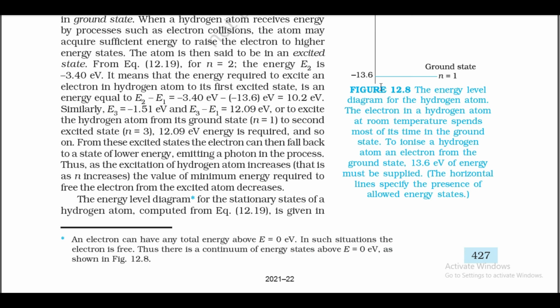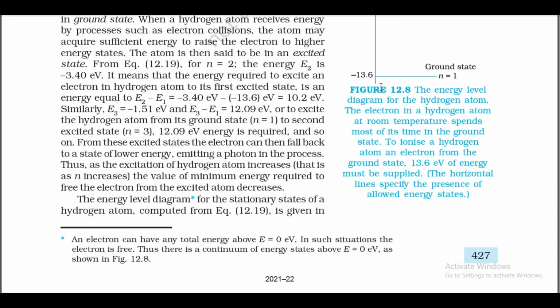From these excited states, the electron can then fall back to a state of lower energy, emitting a photon in the process. Thus, as excitation of the hydrogen atom increases, that is, as n increases, the value of the minimum energy required to free the electron from the excited atom decreases.